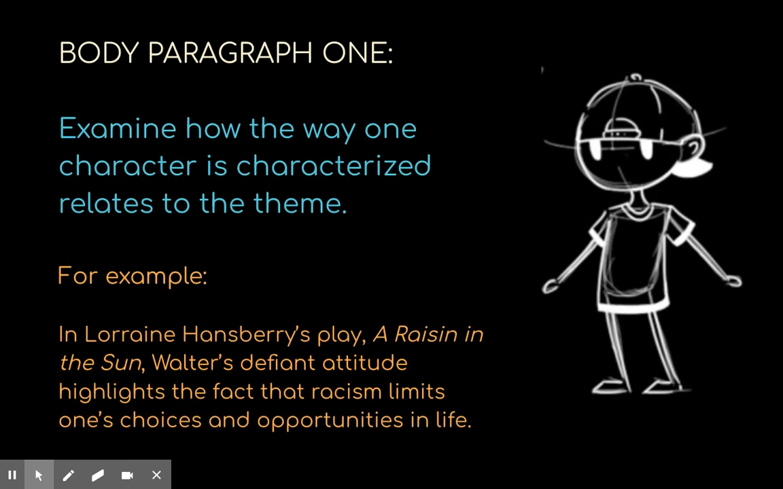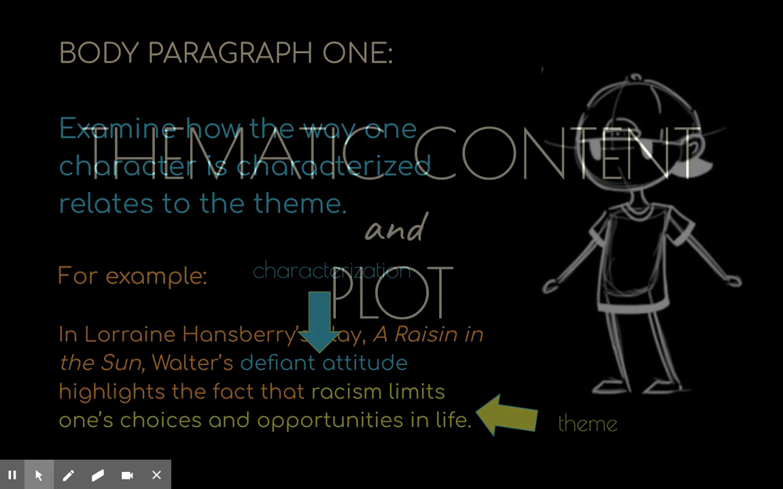So for body paragraph 1, you're going to examine the way that character is characterized and how that relates to the theme. So for example, in Lorraine Hansberry's play A Raisin in the Sun, Walter's defiant attitude highlights the fact that racism limits one's choices and opportunities in life. So you'll note that I characterized him by saying that he is presented with a defiant attitude. And then the theme that I'm going to use some textual evidence to prove is that that is illustrating how racism limits one's choices and opportunities in life.